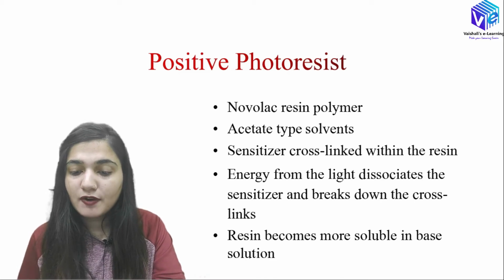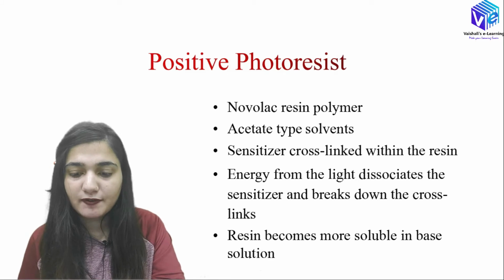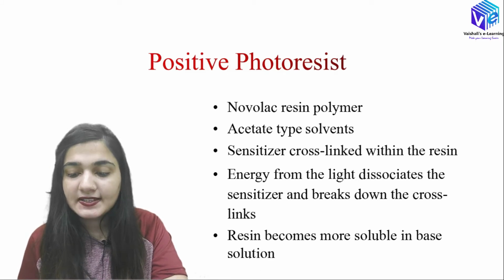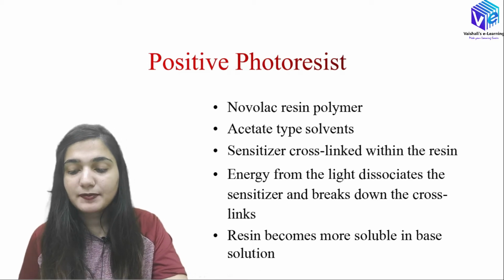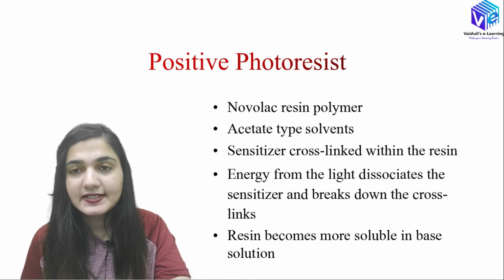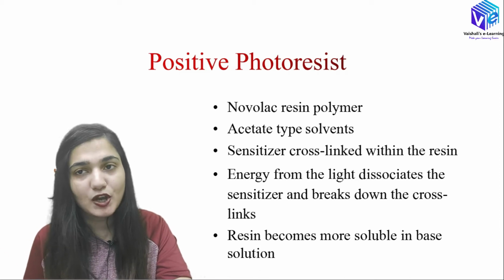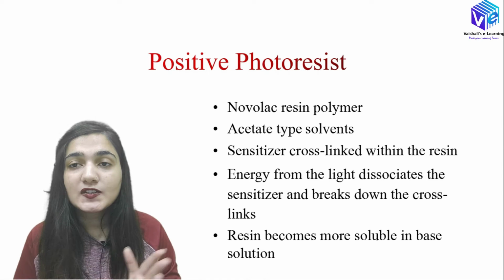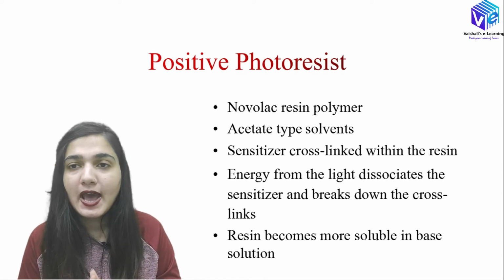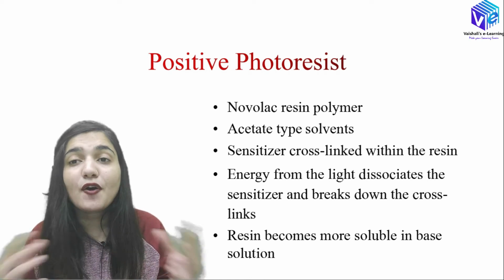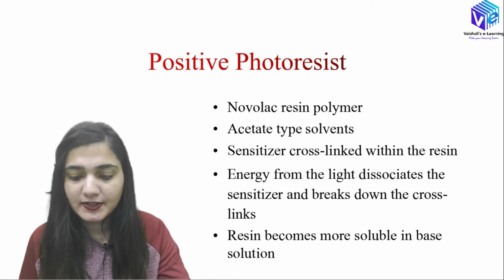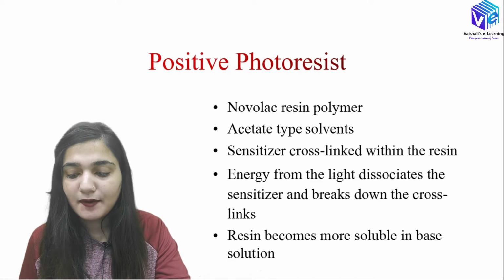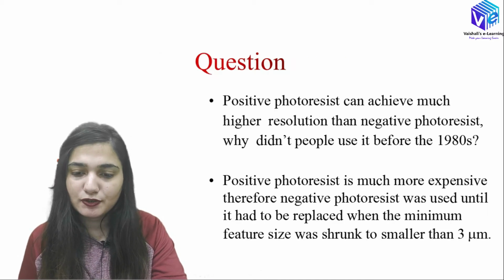We have the solvent, which is acetate type of solvents in this. We have the sensitizers, which are cross linked within the resin. So energy from the light will dissociate the sensitizer and it will break down the cross links present in the polymer. And when the cross links are broken down, then what happens? We are having the softened out photoresist. Now we can easily remove this softened out photoresist. Resins become more and more soluble in the base solution.